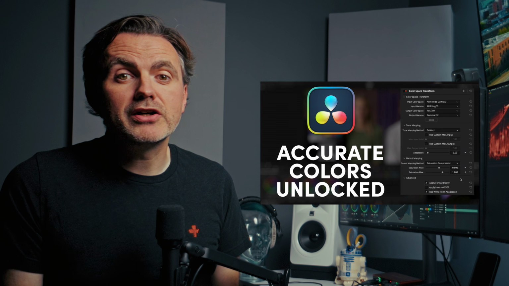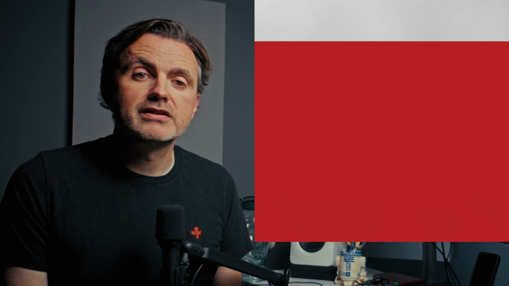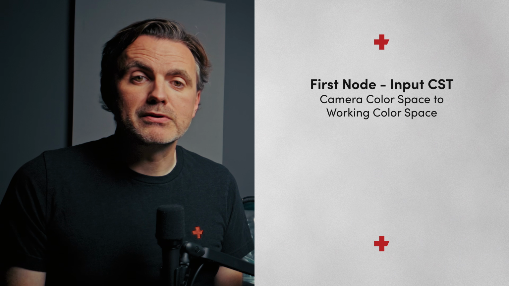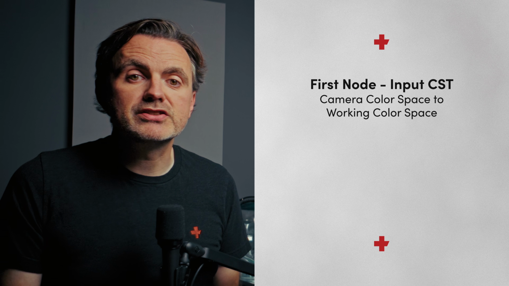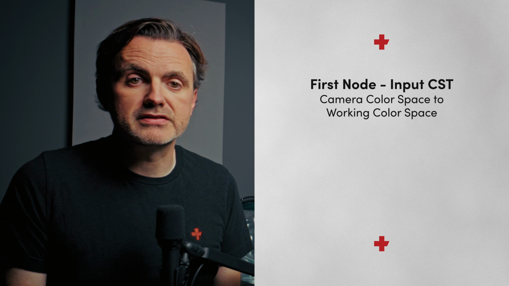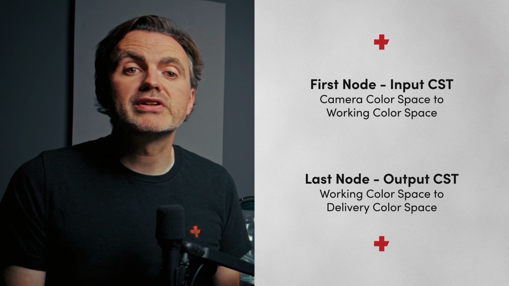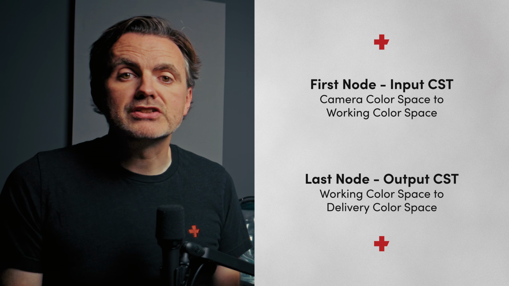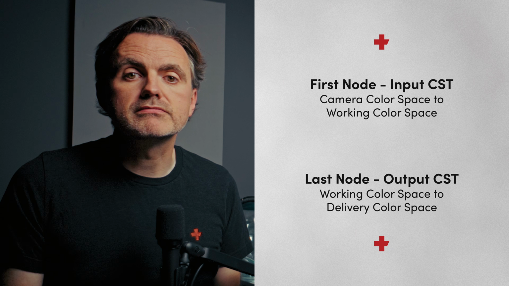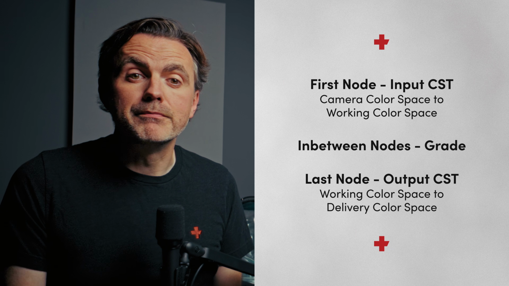Now, I made a whole video going through this in detail, which I'll link to below. But essentially, what we're going to do is this. You take your first node as an input CST. It takes your camera's native log footage and changes it into a huge standardized working color space, like DaVinci Wide Gamut, DaVinci Intermediate. Then your last node is an output CST. It takes the image from your working space and changes it into your final delivery format, something like Rec. 709. Then you do all of your grading on nodes in between them.